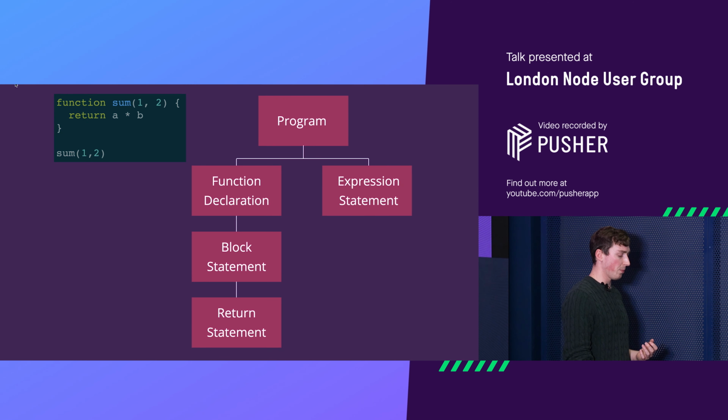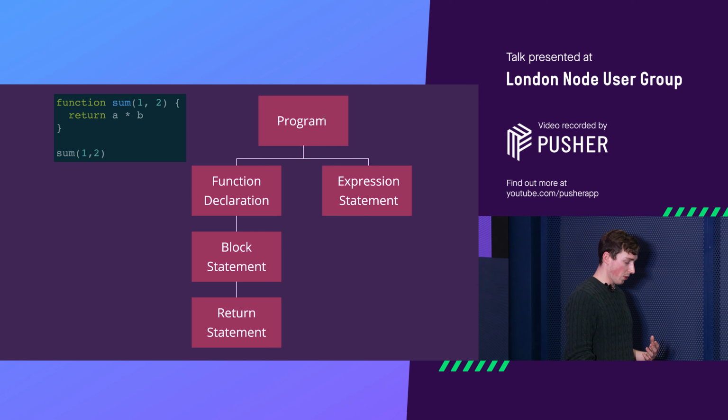So I'll show you an example of an AST using some JavaScript source code. Up in the left, we have some source code. It's a sum function that takes some parameters and returns the sum of its parameters. I've just realized that's invalid JavaScript. And then we have a call to sum.